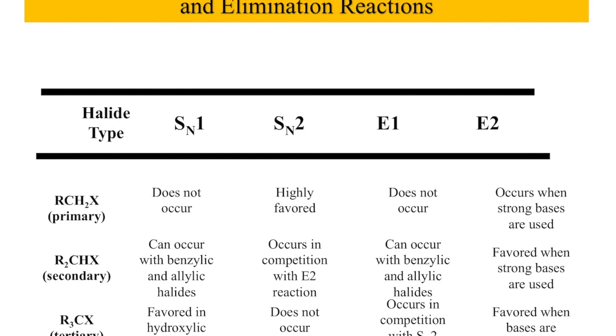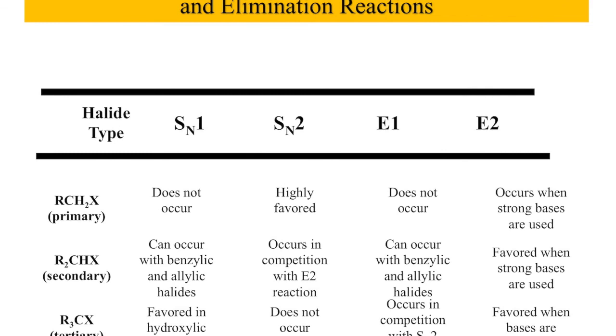What do we have? What types of halide? Primary, secondary and tertiary. And what types of elimination and substitution do we have? We have substitution nucleophilic first order and second order, and elimination first order and second order. For the primary, SN1 does not happen because we have nothing to stabilize a primary cation. But SN2 is favored because in SN2 everything happens in one step.